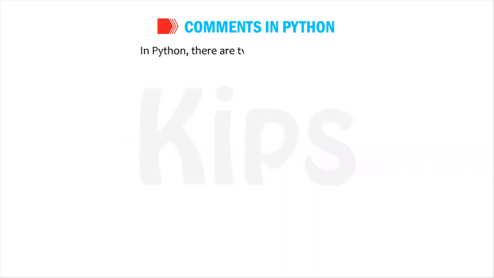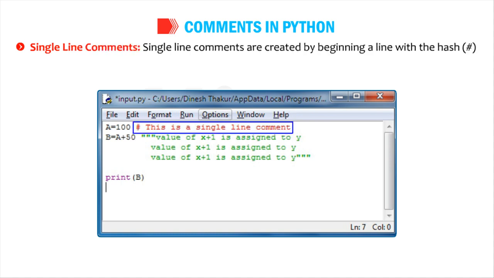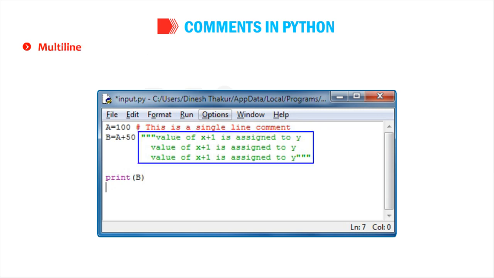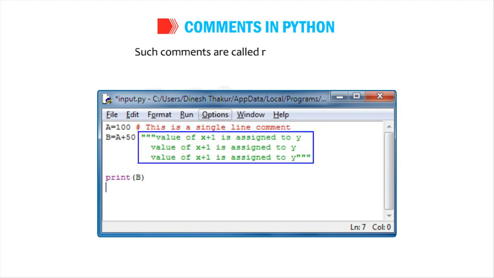In Python, there are two types of comments. Single-line comments. Single-line comments are created by beginning a line with the hash character and are automatically terminated at the end of the line. Multi-line comments. Sometimes your program may need to explain things in more detail, which may exceed one line. Such comments are called multi-line comments.